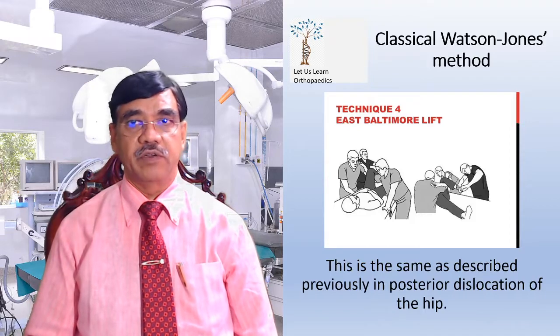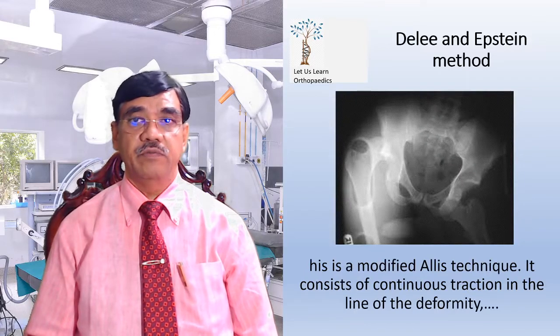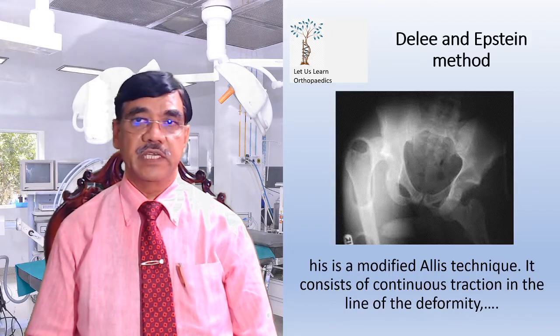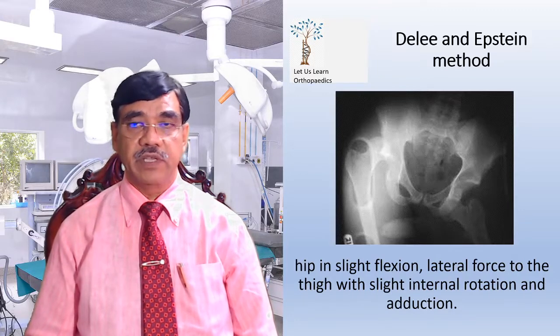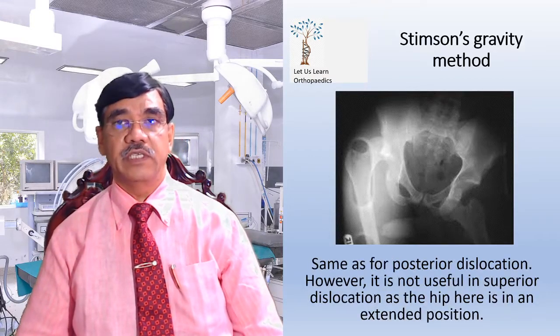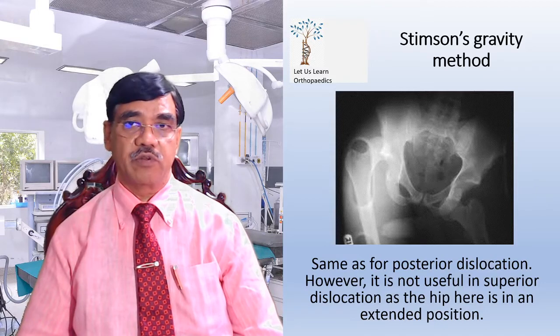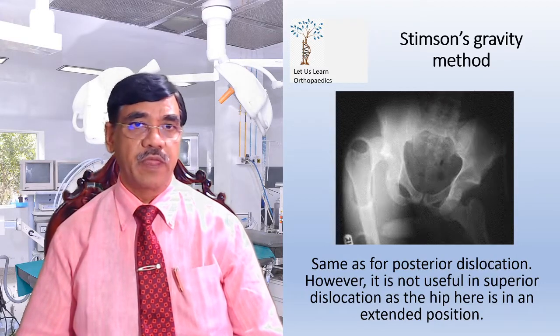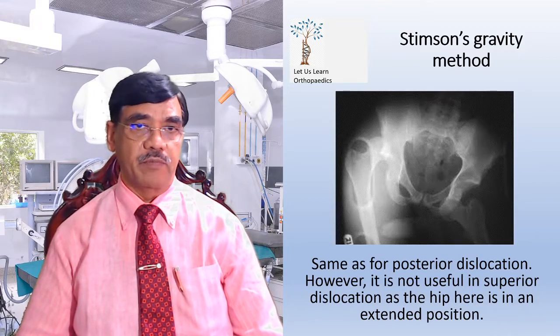Classical Watson-Jones method. Now this is the same as described previously in the posterior dislocation of the hip. Now the Deyerle and Epstein method has been described, and this is a modified Allis technique, and it consists of continuous traction in the line of deformity, with the hip in slight flexion. A lateral force to the thigh with slight internal rotation and adduction is applied, and the hip gets reduced. The Stimson's gravity method is the same as for the posterior dislocation. However, it is not useful for the superior type of dislocation, as the hip here is in the extended position.